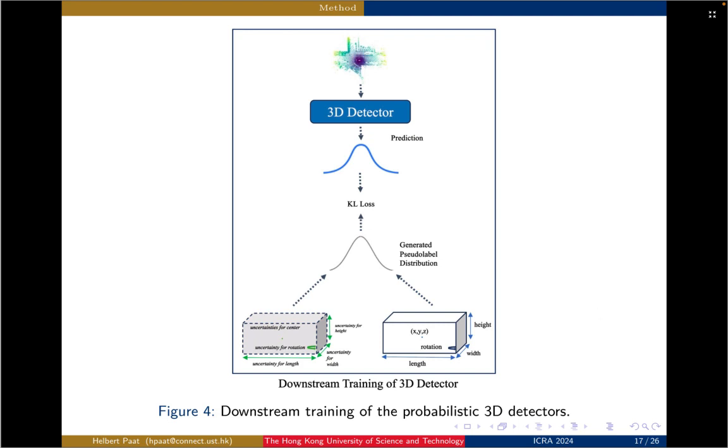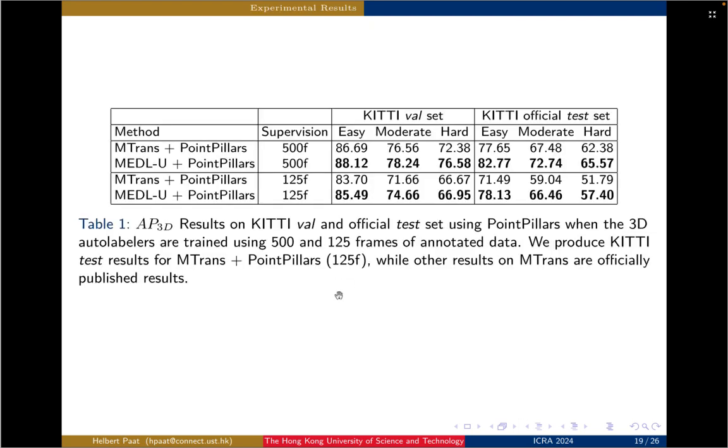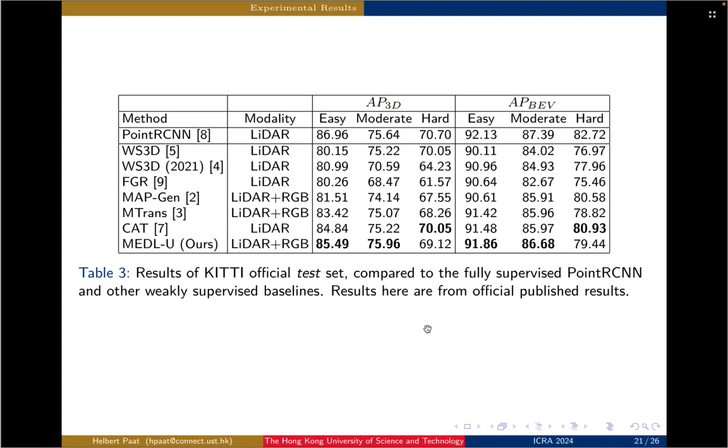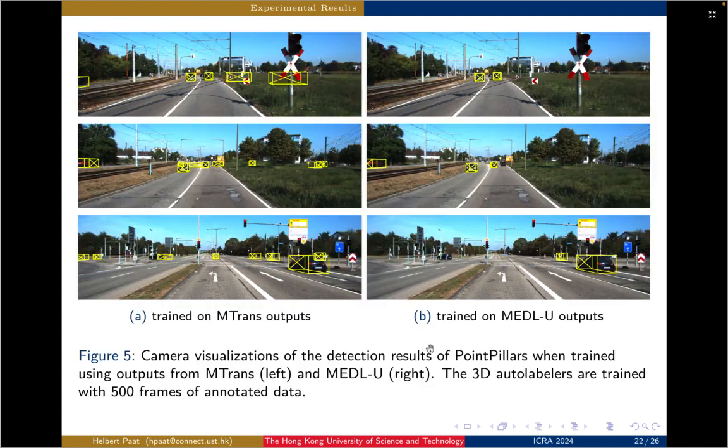We show via experiments on the KITTI val set and KITTI test set with PointPillars that we achieve superior performance compared to MTrans. And comparing to other 3D automatic annotation frameworks, we also achieve superior performance. On the KITTI val set and on the KITTI test set, we achieve superior performance on the easy and moderate levels. And here are some visualizations showing better results compared to MTrans.